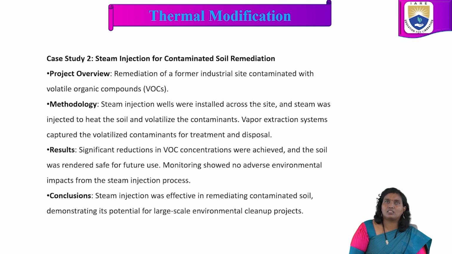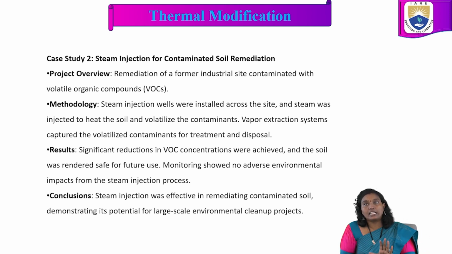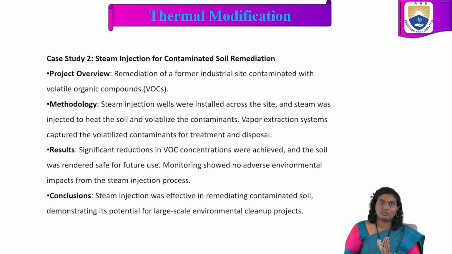And one more case study, steam injection for contaminated soil remediation. In this overall point of view, remediation of a former industrial site contaminated with volatile organic compounds. In this methodology, steam injection wells were installed across the site and steam was injected to heat the soil and volatilize the contaminants. Vapor extraction systems captured the volatilized contaminants for treatment and disposal.